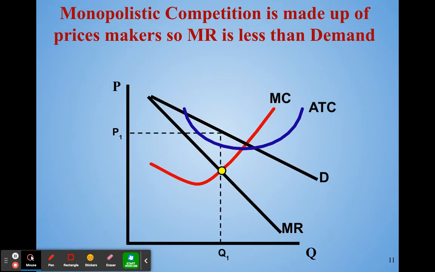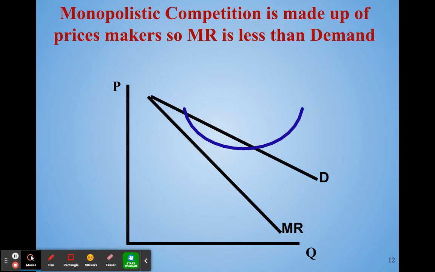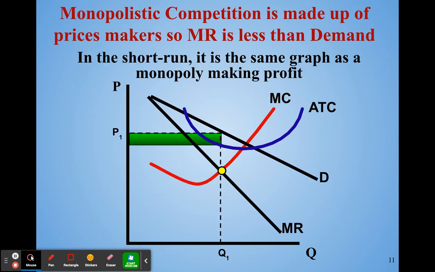So what I want you to see is that in the short run, a monopolistically competitive graph is going to be a monopoly that's making a profit. So take away the monopoly, take away the profit, and what do we have? We have our downward sloping demand curve. We have our downward sloping marginal revenue. Our marginal costs intersect right there at MR equals MC.